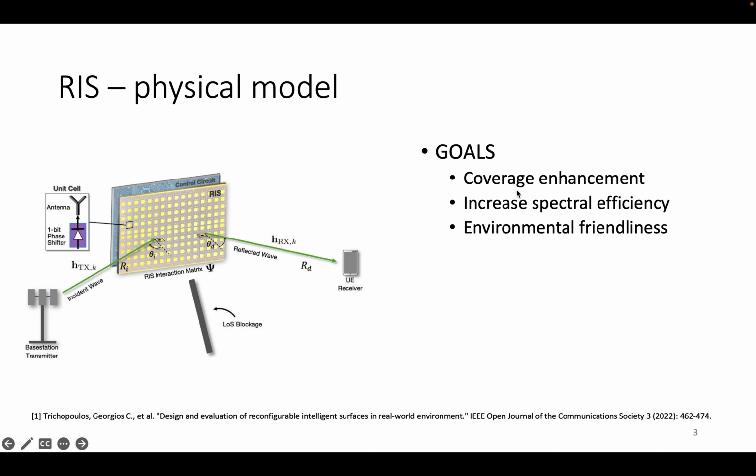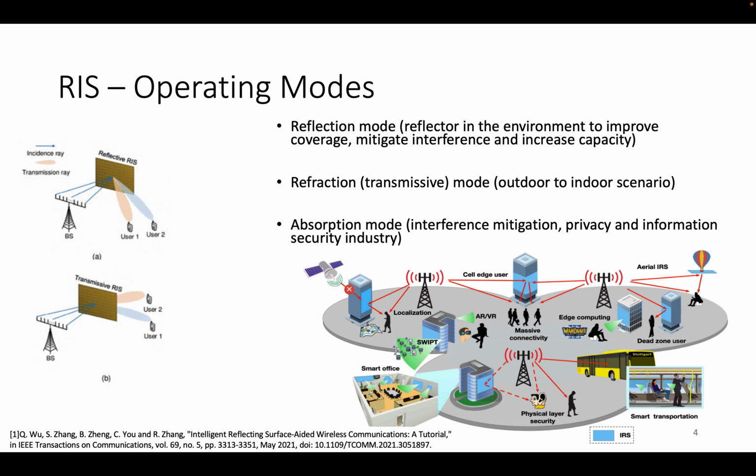So one obvious application is coverage enhancement, as shown here. But RIS can also be used to increase spectral efficiency by reducing interference and supporting multi-user beamforming, where different signals are redirected toward different users. Additionally, RIS can contribute to environment friendliness by reducing unnecessary electromagnetic emissions and lowering transmission power, since we can better control where the energy goes.